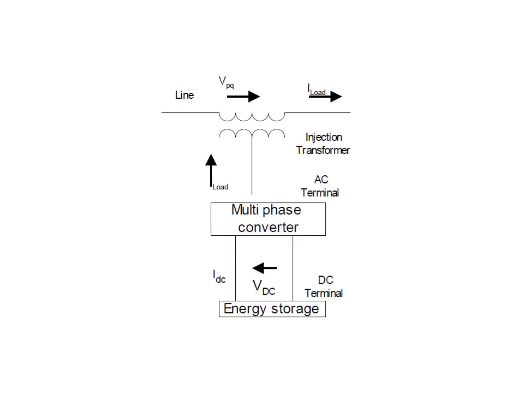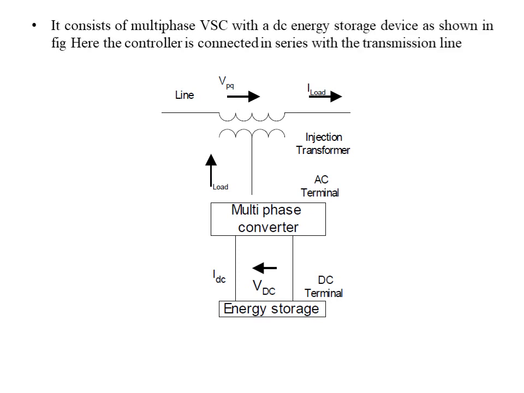So this is the basic diagram of SSSC, where the energy storage device present in the system is shown. This SSSC is nothing but a converter which is connected to a line through an injection transformer. It consists of a multi-phase voltage source converter with a DC energy storage device as shown in the figure. Here the controller is connected in series with the transmission line, whereas in STATCOM it is connected in parallel with the transmission line.